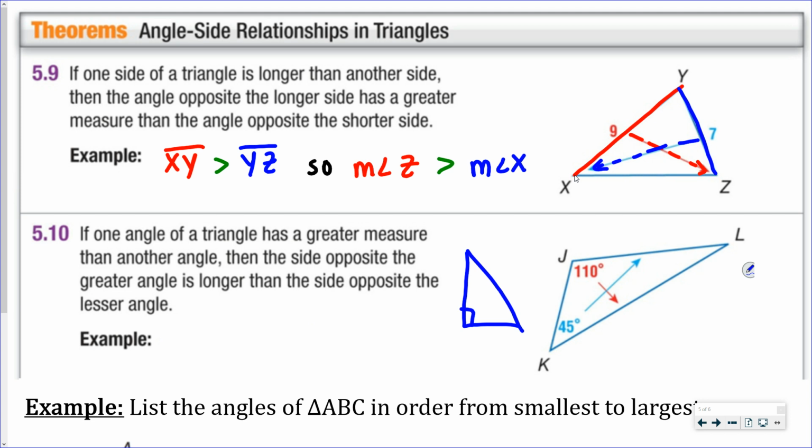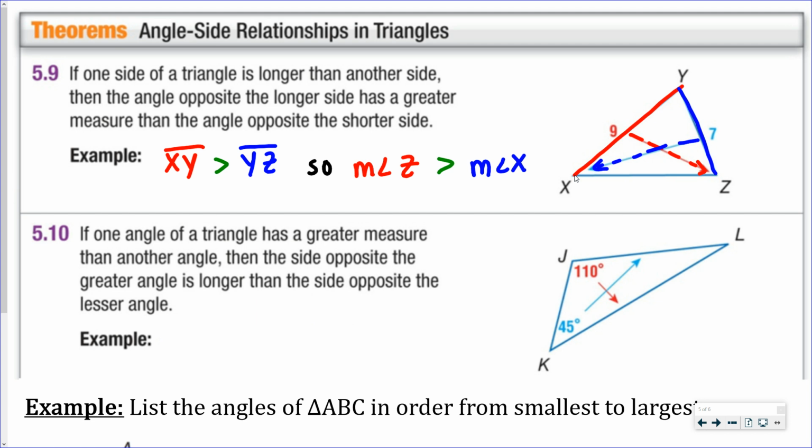What's always the largest angle in the right triangle? Okay, the hypotenuse is the longest side. What's always the biggest angle? 90, the right angle. It's always across from the largest side, which is the hypotenuse. This also works in the converse.